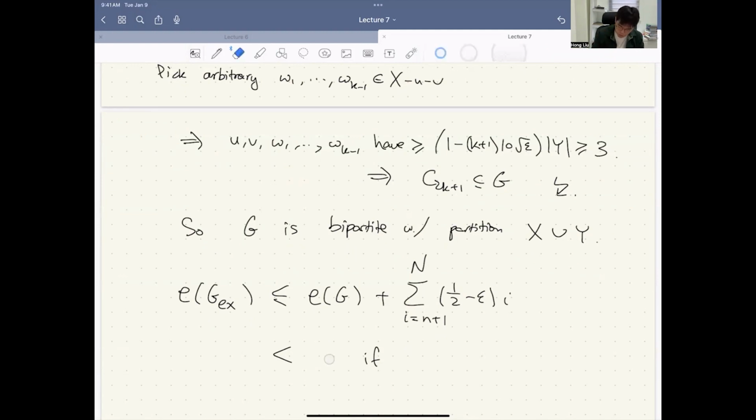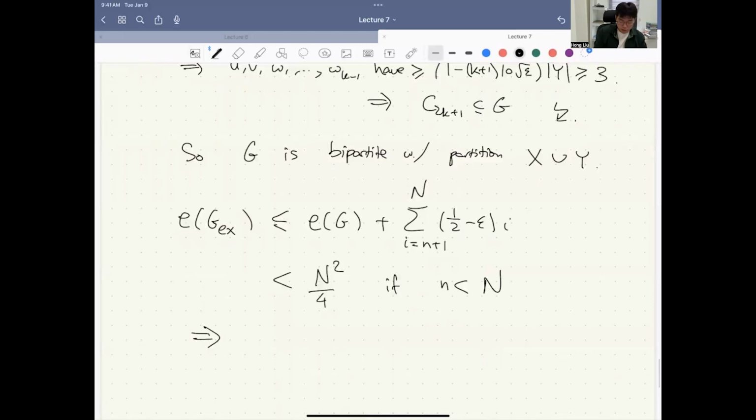And if you sum this up, this is strictly less than n squared over 4. Meaning that if you ever remove a vertex to obtain G, Gx will have fewer edges than the extremal lower bound that we know. So that means G is in fact the extremal graph Gx itself. We didn't remove any vertex at all.